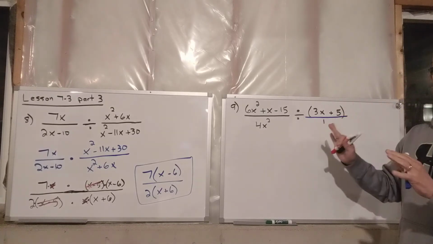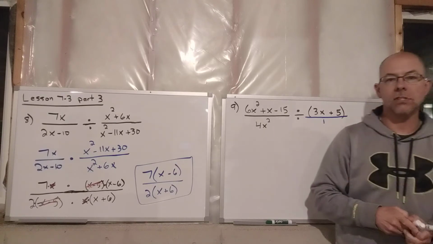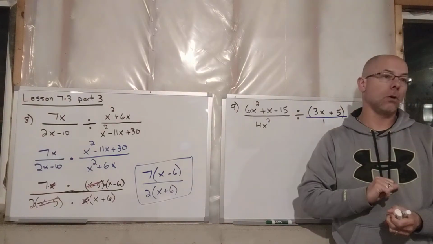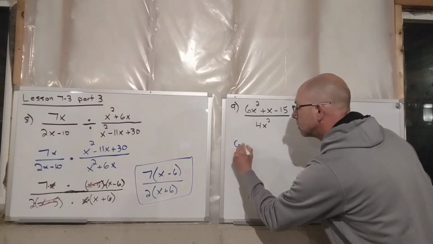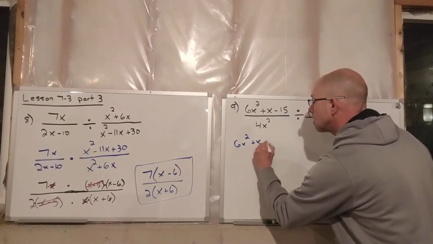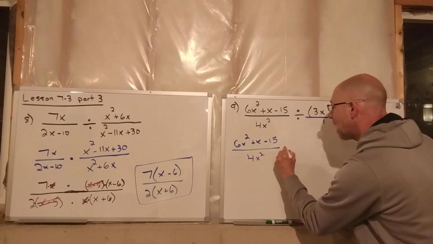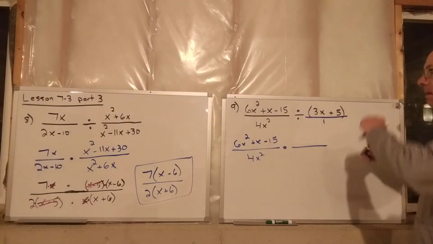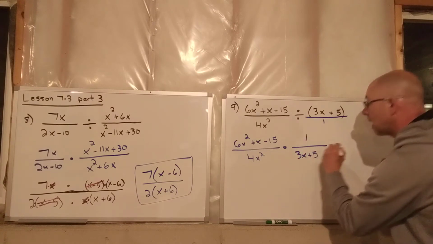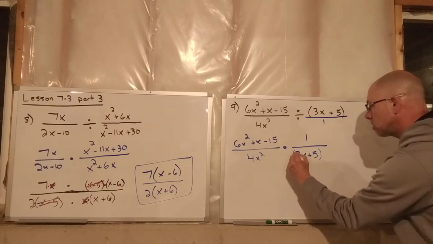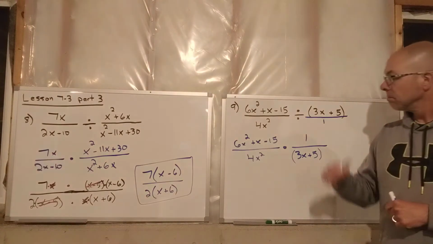So, still step number 1. If you have anything involving a fraction in division, the very first thing is multiply by the reciprocal. That's what you do. So we're going to be looking at 6x squared plus x minus 15 over 4x squared times, flip, 1 over 3x plus 5. And that's going to stay in parentheses for right now. We'll talk about that in a second. It's a group right now.